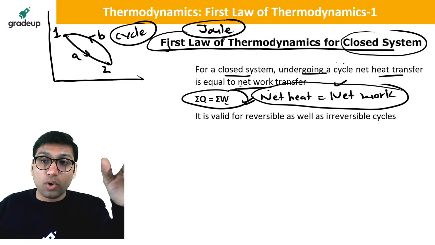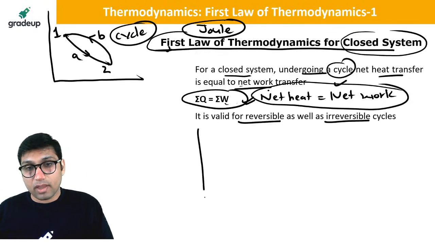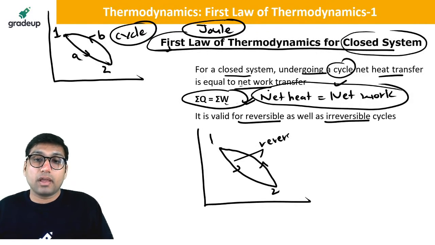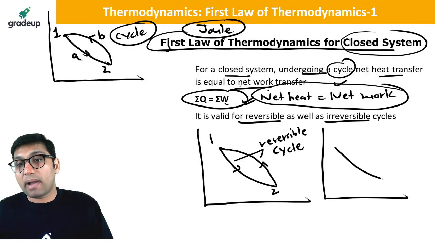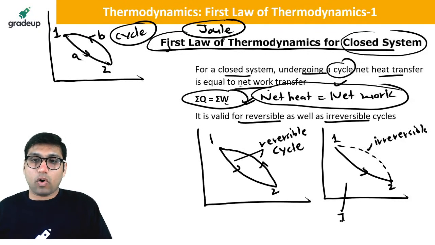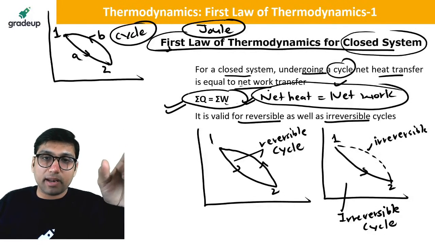But for a closed system in a cycle, it can be a reversible cycle or an irreversible cycle. What is a reversible and irreversible cycle? Suppose we have a cycle formed by only reversible processes. If a cycle is formed by reversible processes, then it will be called a reversible cycle. And if there is a cycle formed by one reversible and one irreversible process, then this cycle will be called an irreversible cycle. But whether it is a reversible or irreversible cycle doesn't matter. This first law of thermodynamics for a cycle will be followed for both.